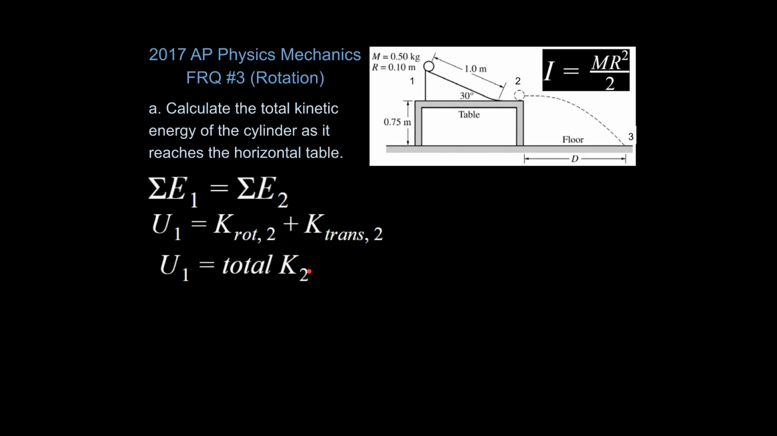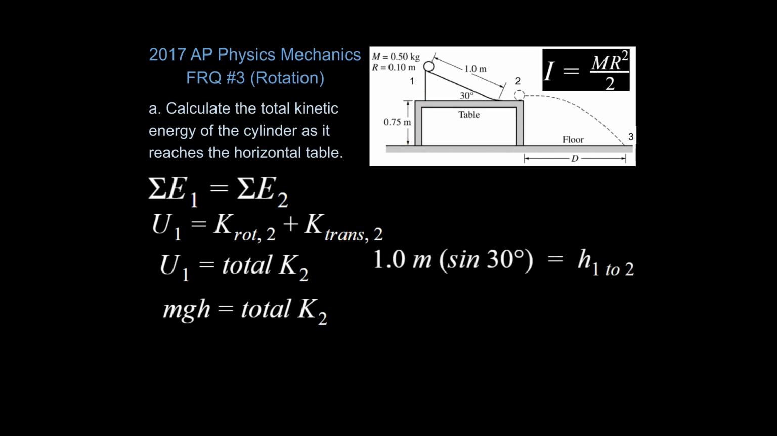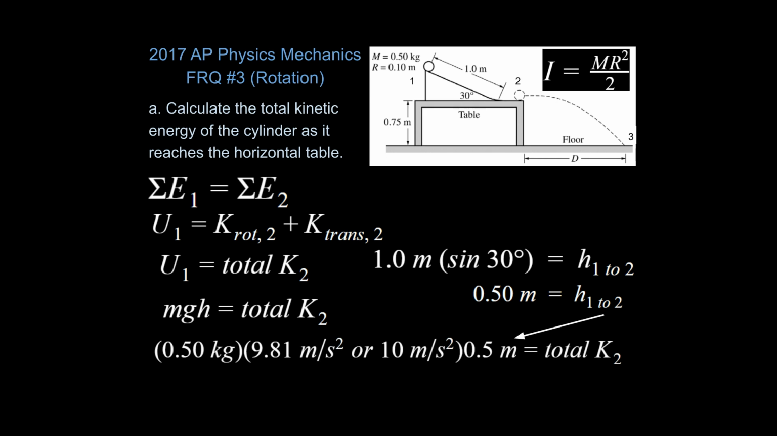We can just start right here and say, well, I know this is going to be mgh, where h is just the height of this ramp right here in reference from 1 to 2. So what is that height? You can solve for that by doing some simple trig. They make it really easy on you because this is 1 meter and you're working with the sine of 30 degrees, which is half. So the height is going to be 0.5. You plug in your numbers, and it turns out that you're dealing with 2.45 joules, or 2.5 joules if you use 10 meters per second squared for gravitational acceleration.